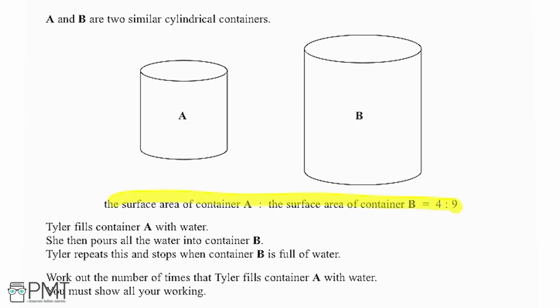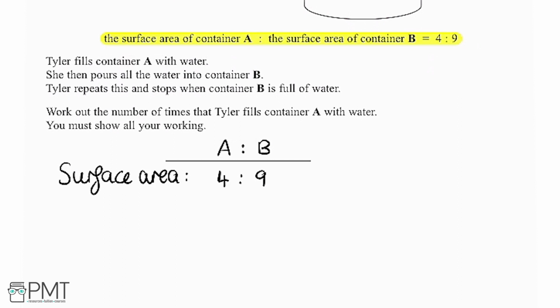We're going to start by looking at this ratio here. So for the surface area, the ratio between A and B is 4:9. And what we're essentially looking at here, because they're similar cylindrical containers, is a scale factor. And from an area scale factor, we can work out the length scale factor. To do that, we need to square root. We can remember that quite easily, because whenever we're working with an area, we're working in units squared, but whenever we're working with length, we're just working with units. So we need to square root to get to there.